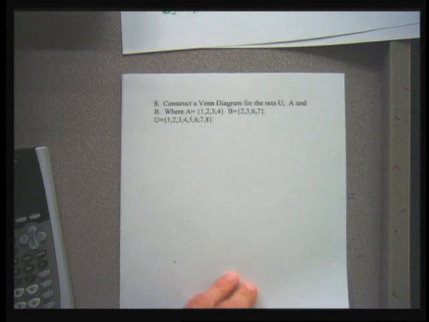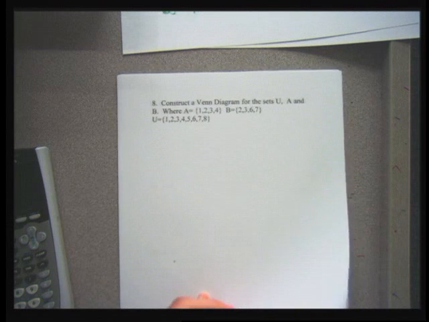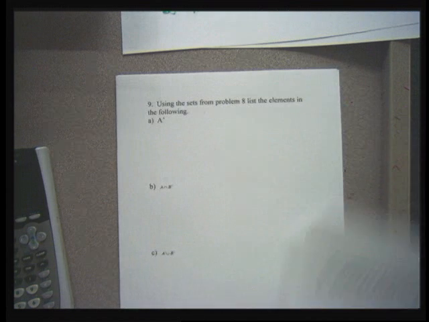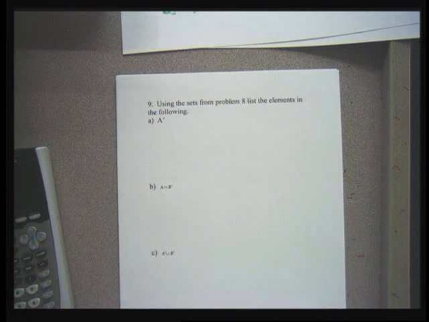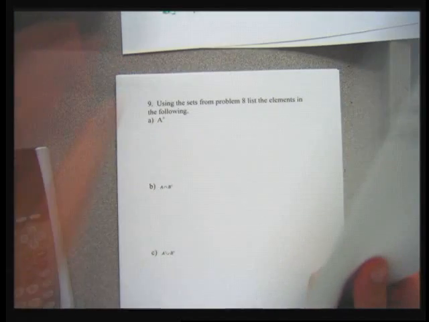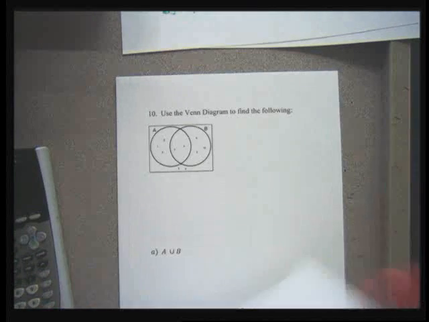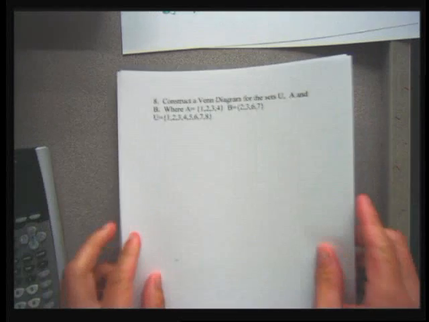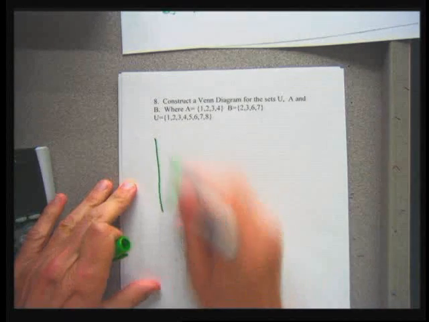Eight's not terrible, making a Venn diagram. That Venn diagram can be used to answer problem 9, 10, but we don't have to use it to do problem 9. And I'll deal with this right now. So I'm going to make this Venn diagram. I'm supposed to make a Venn diagram, so I'm immediately drawing a rectangle.